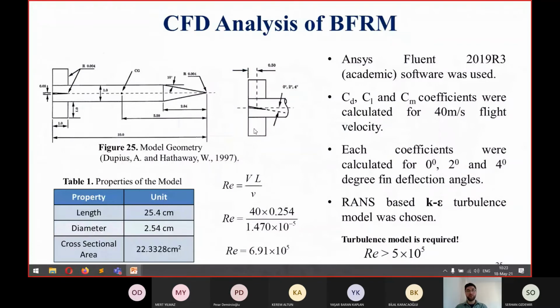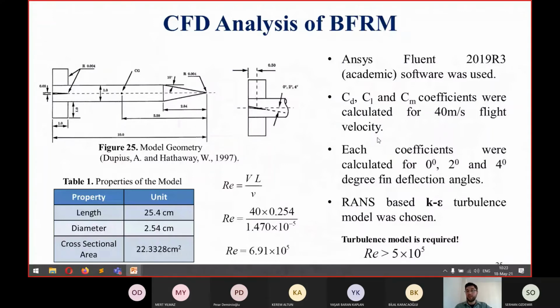And now I will continue with the CFD analysis of the basic finner reference projectile. I use ANSYS Fluent academic software for the CFD analysis, and I calculate drag, lift, and pitching moment coefficients for 40 meters per second flight velocity. Because some of the parameters are already given in the literature, but for supersonic flight velocity, for a small size lab experiment, a supersonic flight velocity is an inaccessible level.